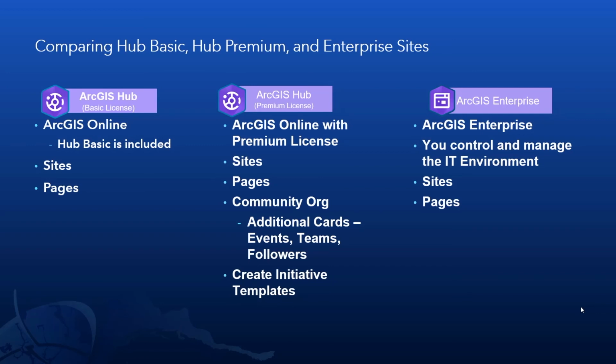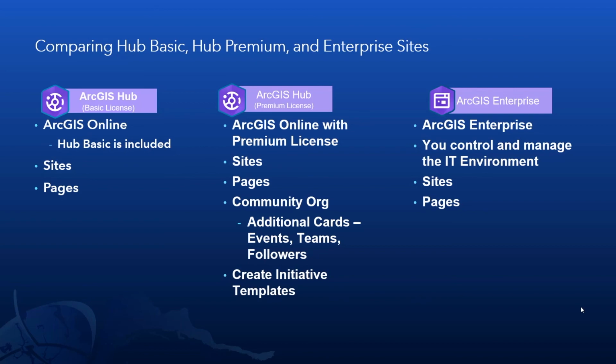So, in conclusion, hopefully what you've seen today is how Hub and enterprise sites can be used to share information broadly with your appropriate stakeholders or the public. And this slide compares some of the features and functions across the different applications that we've seen today. So, obviously, with ArcGIS Hub, the basic license included with ArcGIS Online, sites and pages.